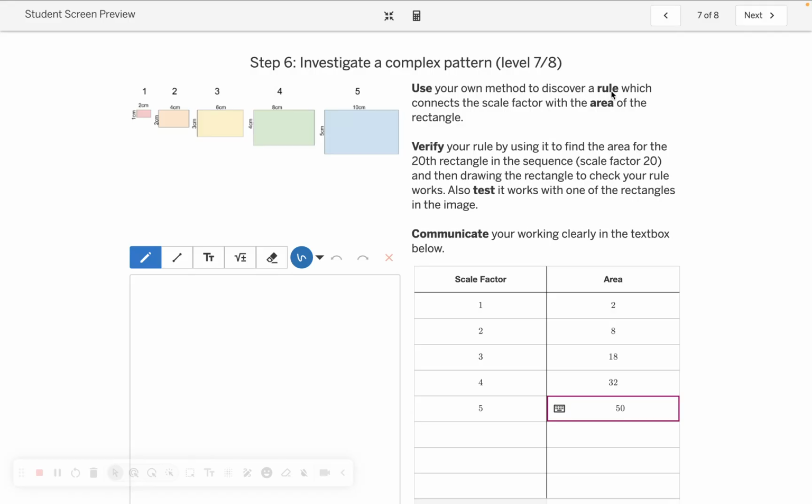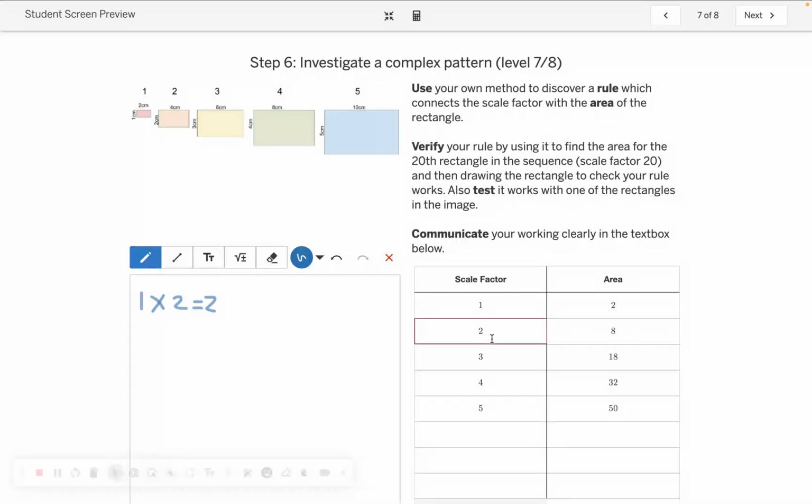So firstly, let's try to find out what the rule is here. Again, the rule needs to involve the scale factor and the area. This is a bit different, so I'll show it to you. I'm going to write it here. Now, to get from 1 to 2, again, we know that multiplication will be involved. So I'm going to experiment again. I know that if I take the scale factor, which is 1, to get the area of 2, I probably need to multiply the 1 by 2 just to give me 2.